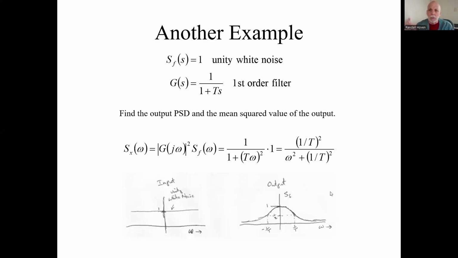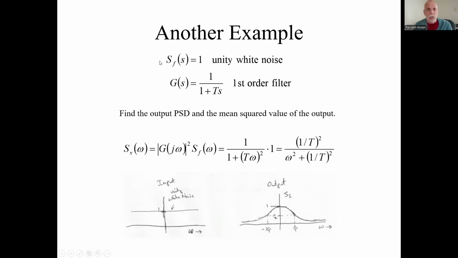Now I'm doing a second example of characterizing the output of a linear system, a stable linear system in steady state as time goes to infinity, when the input is a random process. The input to that system is a random process.